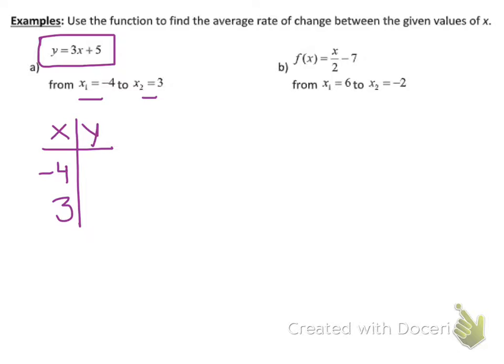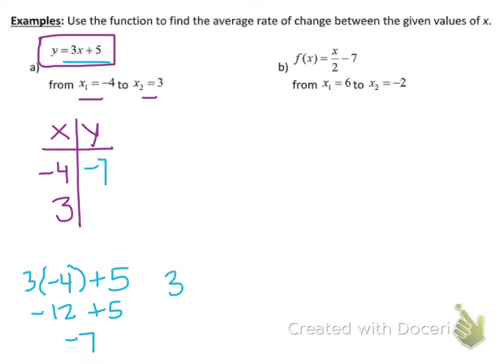I'll do that down at the bottom as some side work. So at the bottom, I'll do 3 times -4 plus 5. So I get -12 plus 5. That gives me -7. Now I'm going to plug in a +3 into that equation up here. So 3 times 3 plus 5. I get 9 plus 5, which will give me 14.